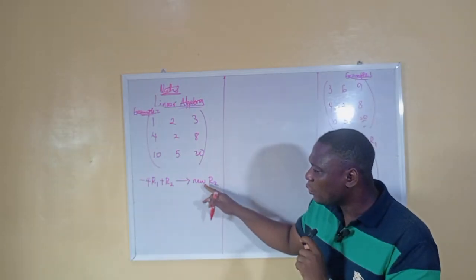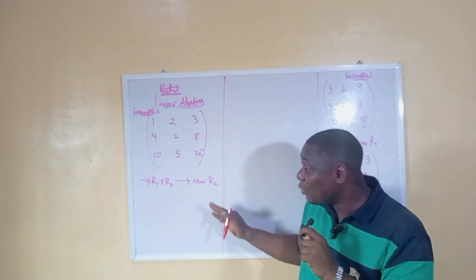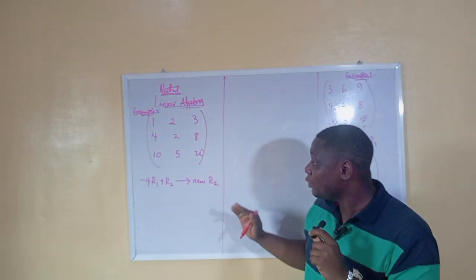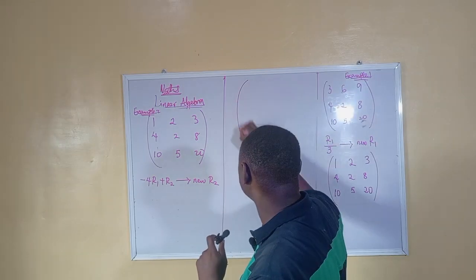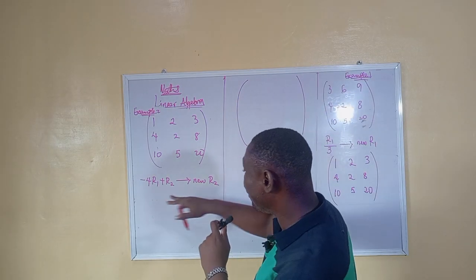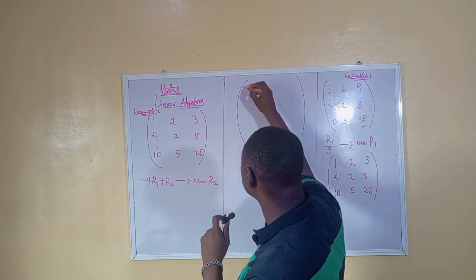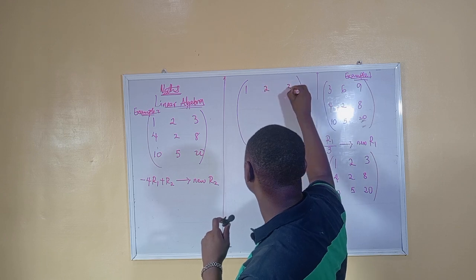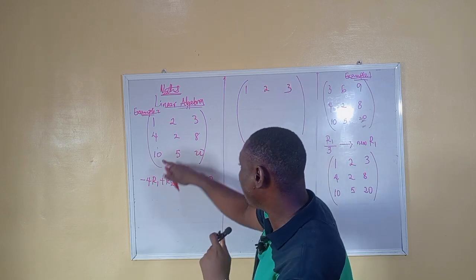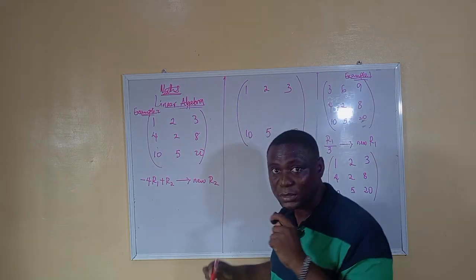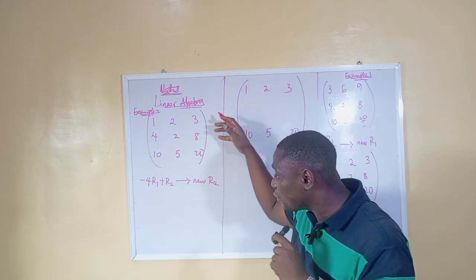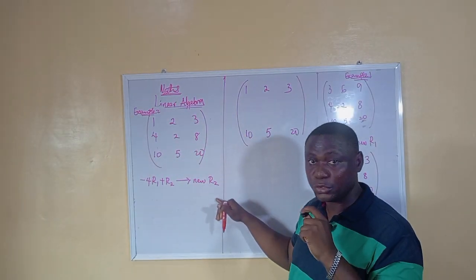Now we only want to change row 2. They are only asking us to change row 2, so it means all other entries will be the same. So here, we are only working on row 2, so row 1 will not change. Row 1 will still be 1, 2, 3. Row 3 will not change: 10, 5, 20. So we are only working on row 2.